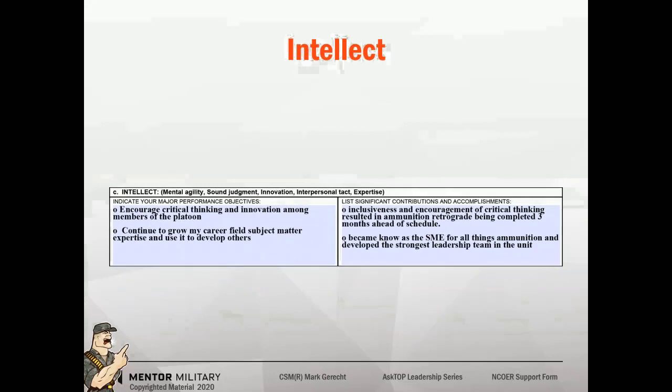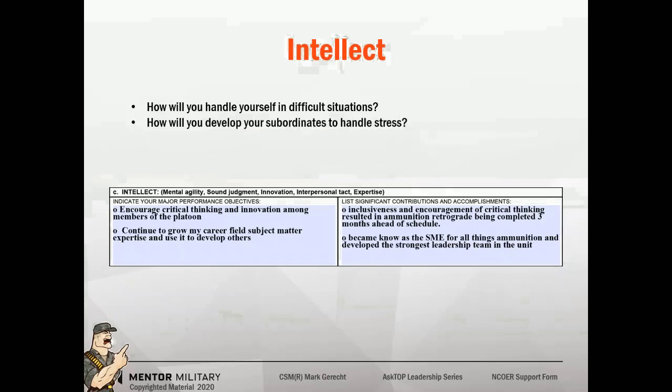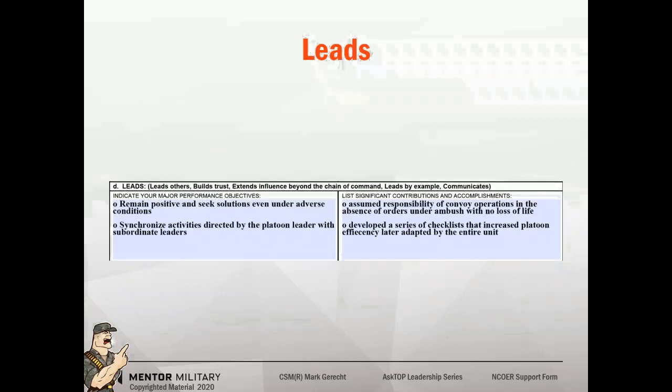Intellect. We're talking mental agility, sound judgment, innovation, interpersonal tact, and expertise. How will you handle yourself in difficult situations? How will you develop your subordinates to handle stress? How can you solve problems more efficiently?